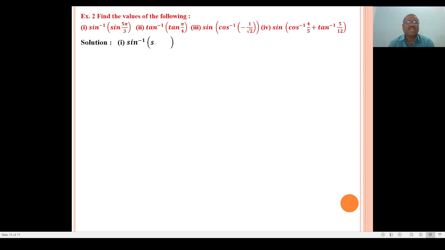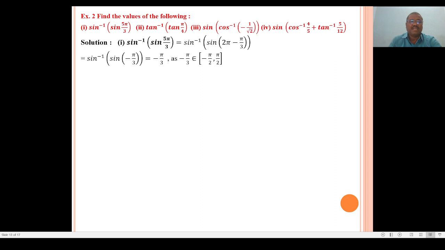Solution: first, sine inverse sine 5 pi by 3 equals sine inverse sine of 2 pi minus pi by 3. So we get sine inverse sine of minus pi by 3, which equals minus pi by 3, as minus pi by 3 belongs to minus pi by 2 to pi by 2. So sine inverse sine 5 pi by 3 equals minus pi by 3. Second, tan inverse tan pi by 4, as pi by 4 belongs to minus pi by 2 to pi by 2.